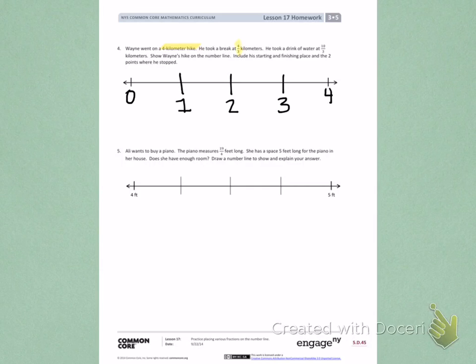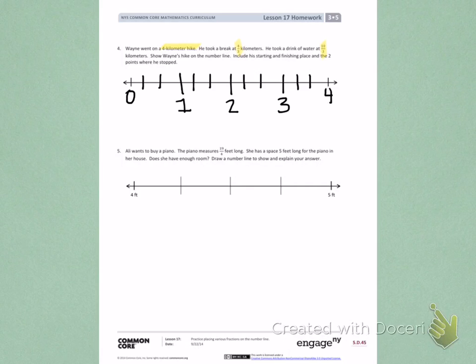When I look, I see 4/3 and 10/3. What those two fractions have in common is their denominator. So I'm going to partition each portion of my number line into thirds. Between 0 and 1, I'm going to draw 2 lines to show thirds. Between 1 and 2, I'm going to draw 2 lines to show thirds. Between 2 and 3, I'm going to draw 2 lines to show thirds. And between 3 and 4, I'm going to draw 2 lines to show thirds.